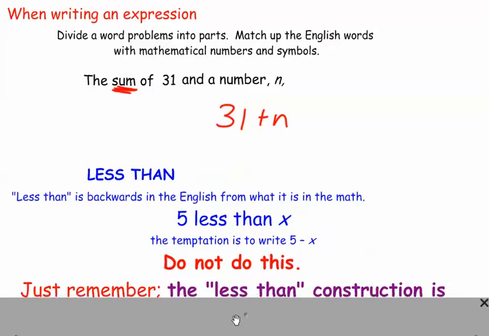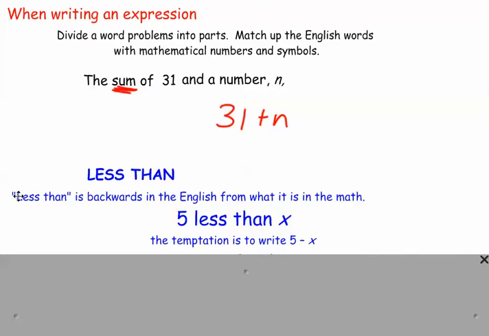One of the ones that you have to really make sure that you understand is the word "less than." Less than, you're actually going to write it kind of backwards from what it says. So if I say 5 less than x, you're tempted to keep it in that same order and put 5 minus x. But if you think about what that means, 5 less than x implies that you have an x amount of things and you're taking away 5 from it.